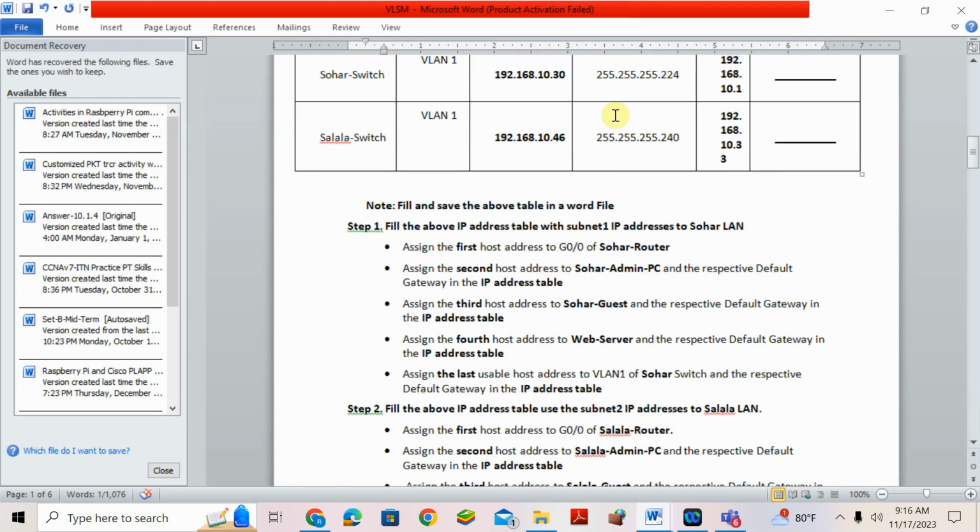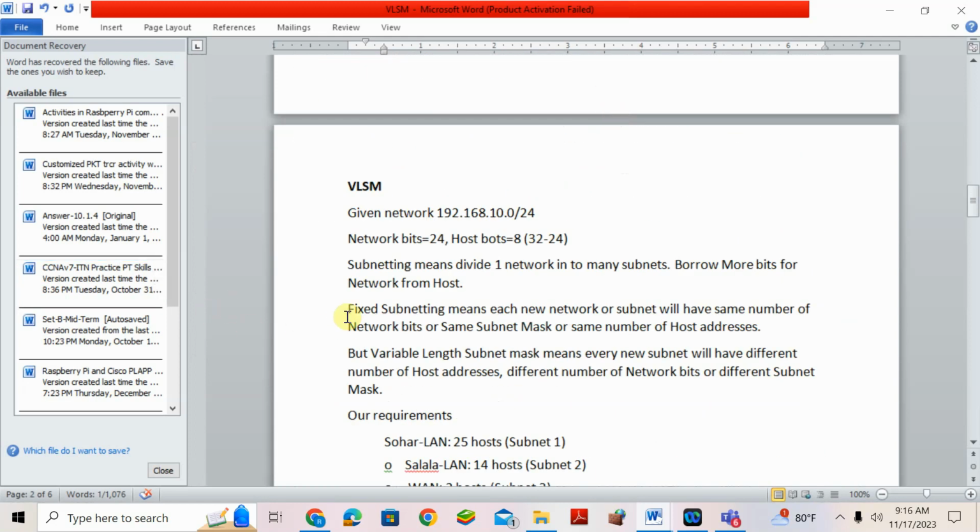Now there are two different types of subnetting: fixed subnetting and variable subnetting. Subnetting means dividing the network into many subnets, and here we borrow more bits for network from the host. Initially we have 192.168.10.0/24, network is 24, host is 8. One more thing, we get more bits for network from the host. Here we have 24 already, I need 25, 26, 27, so I will take more network bits from the host bits. And there are two types of subnetting: fixed and variable.